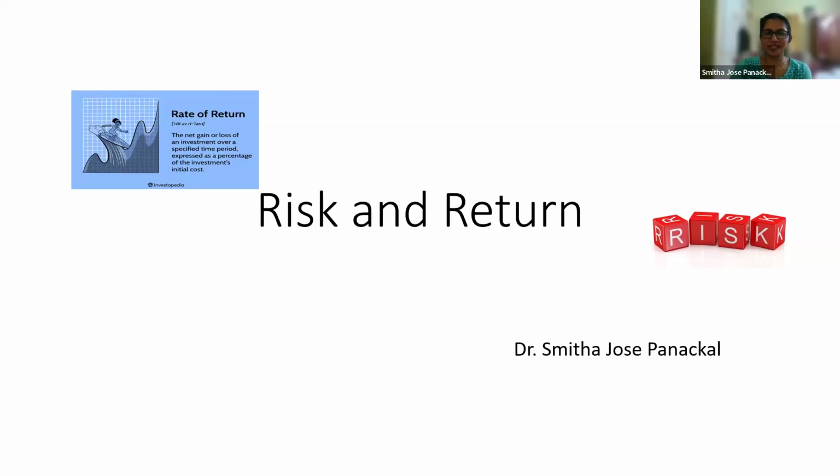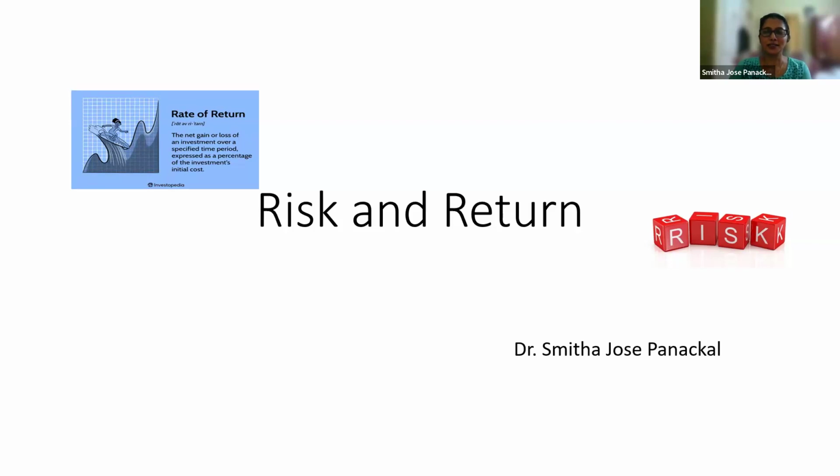Okay, today we'll be discussing risk and return. These two aspects we usually refer to daily, right? I hope you might have invested in some shares, or you may have some assets like gold, land, or buildings, right? And from all these investments, we expect a return.